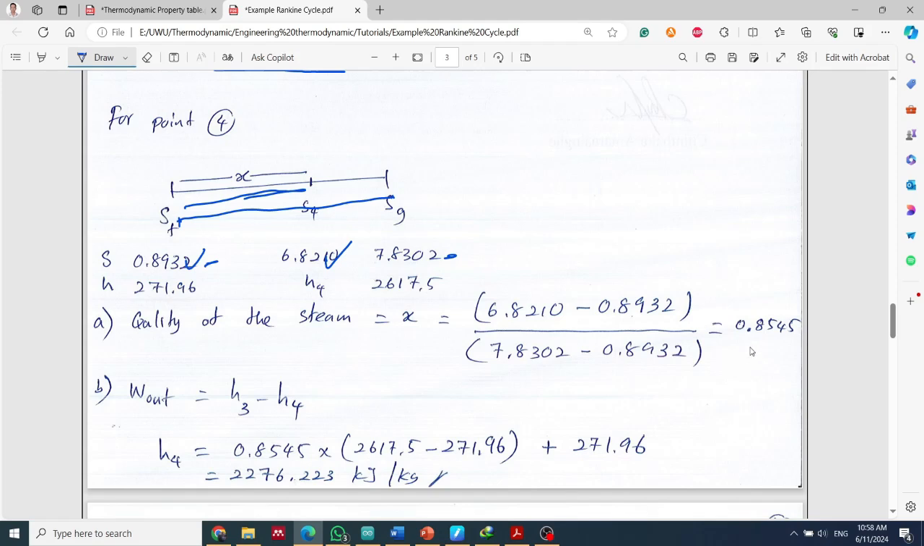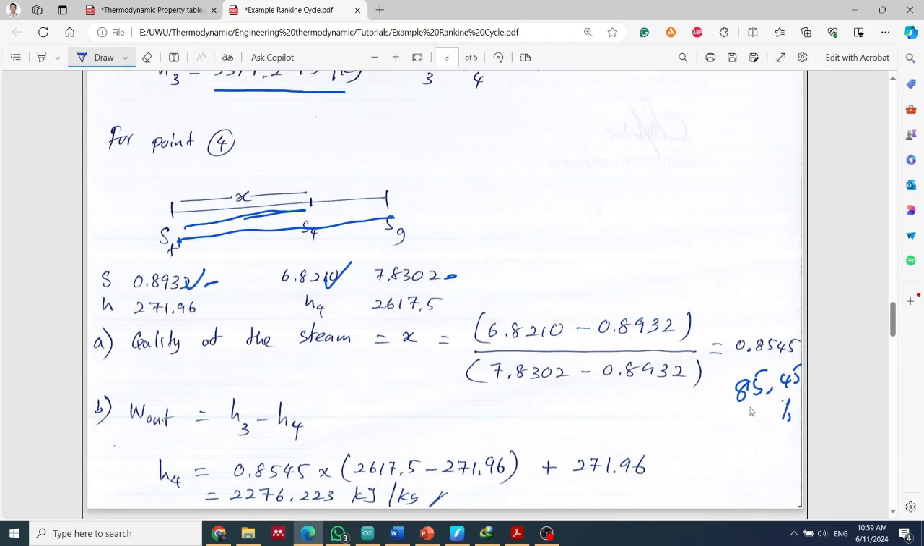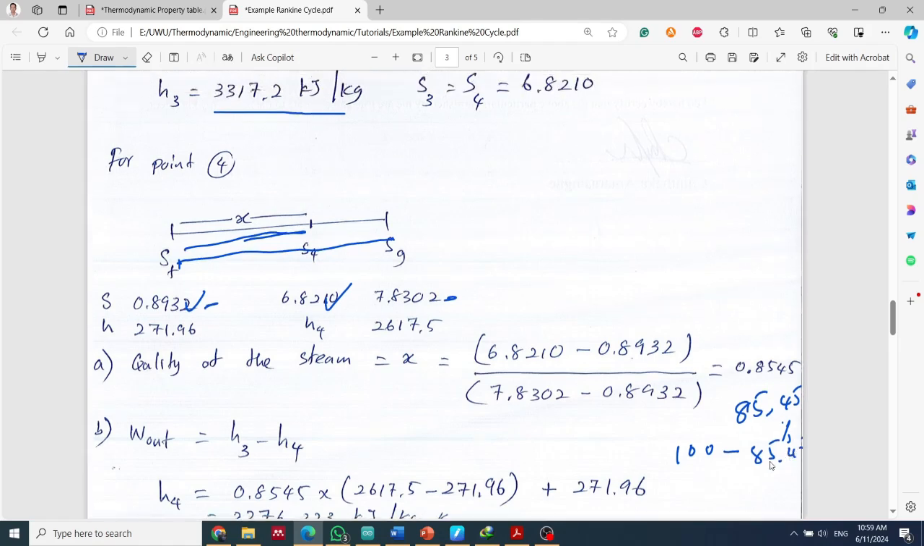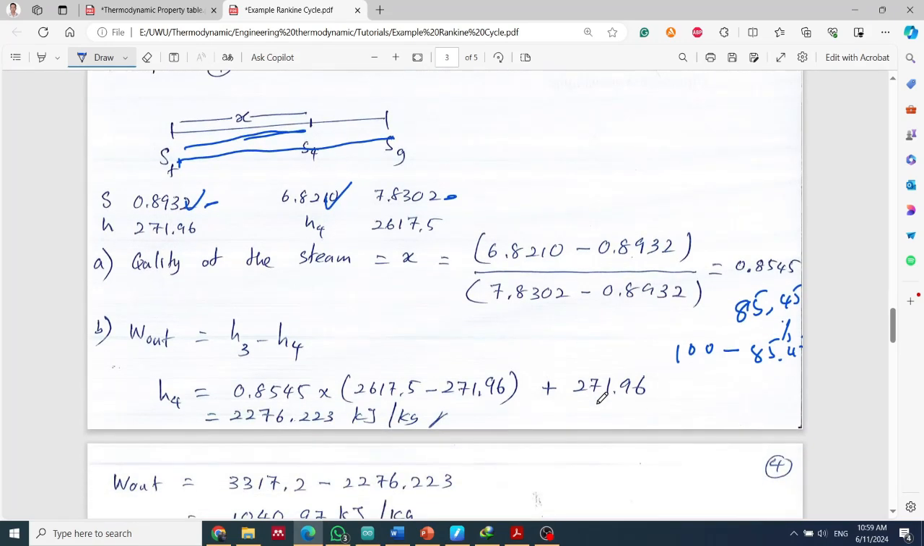So what this means is you have 85.45% of steam in it. So you have the mixture, that means you have steam as well as liquid, gas and liquid both. The percentage of gas is 85.45%. Then what is the percentage of liquid? That means 100 minus 85.45. That is the percentage of liquid. That is what the quality of the steam means. So that is part A.